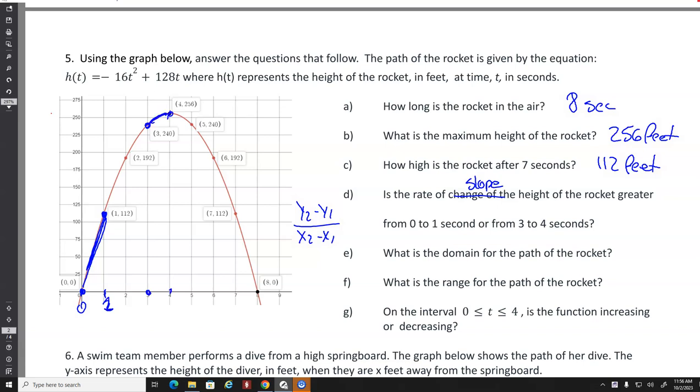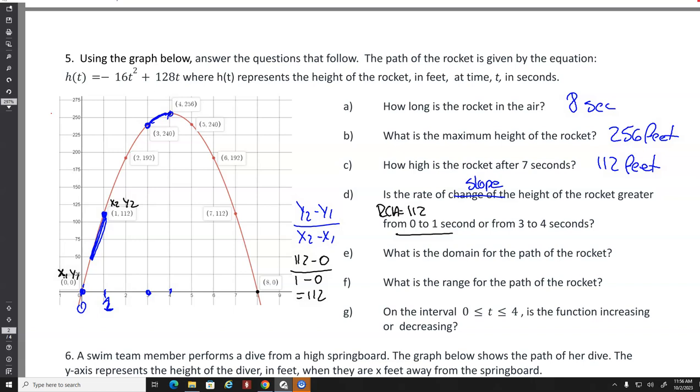What we're going to do is take these points, guys, and put them in the formula. This is my x1, y1. This is my x2, y2. So we're going to take 112 minus 0 divided by 1 minus 0. So we're going to get 112. That's for the point of 0. We got 112. That's our rate of change.